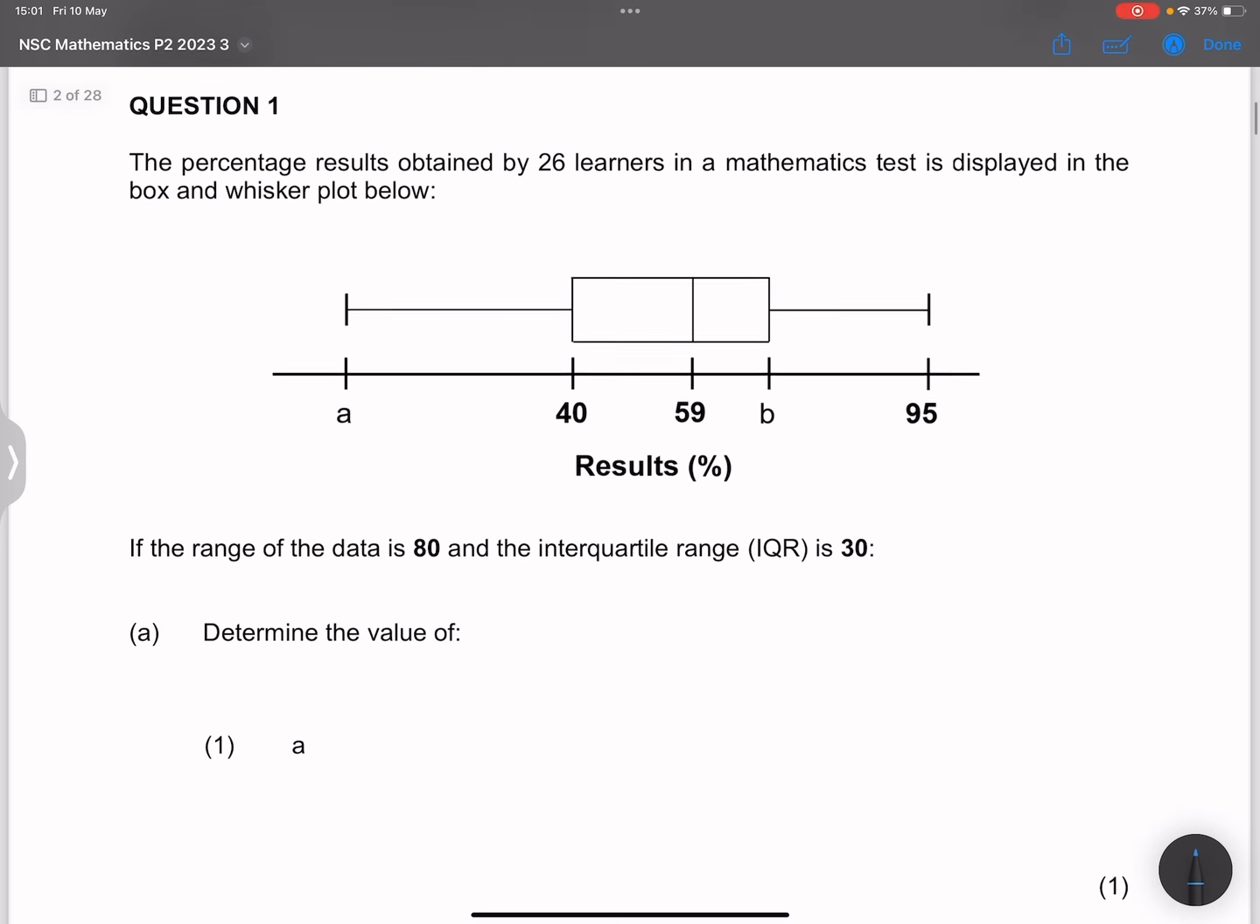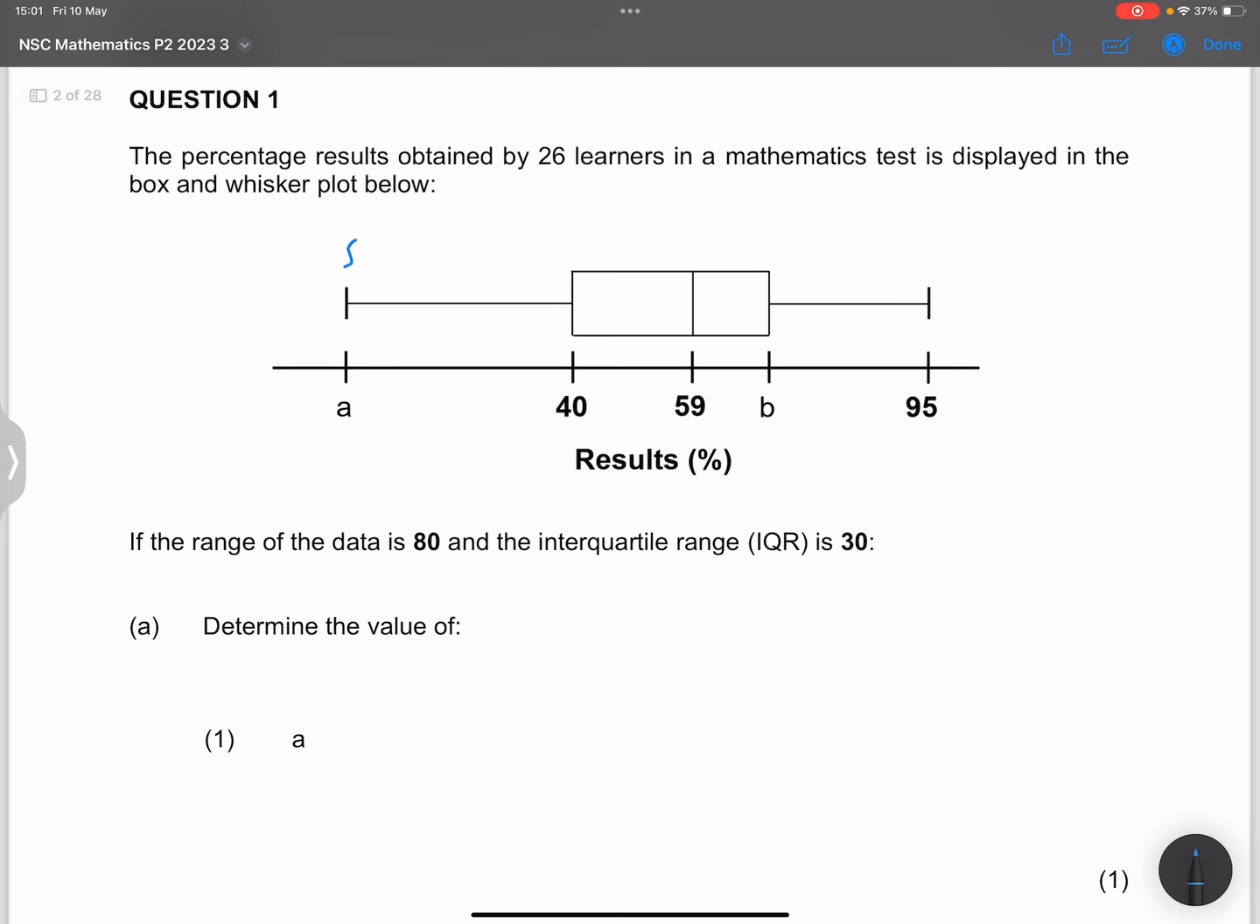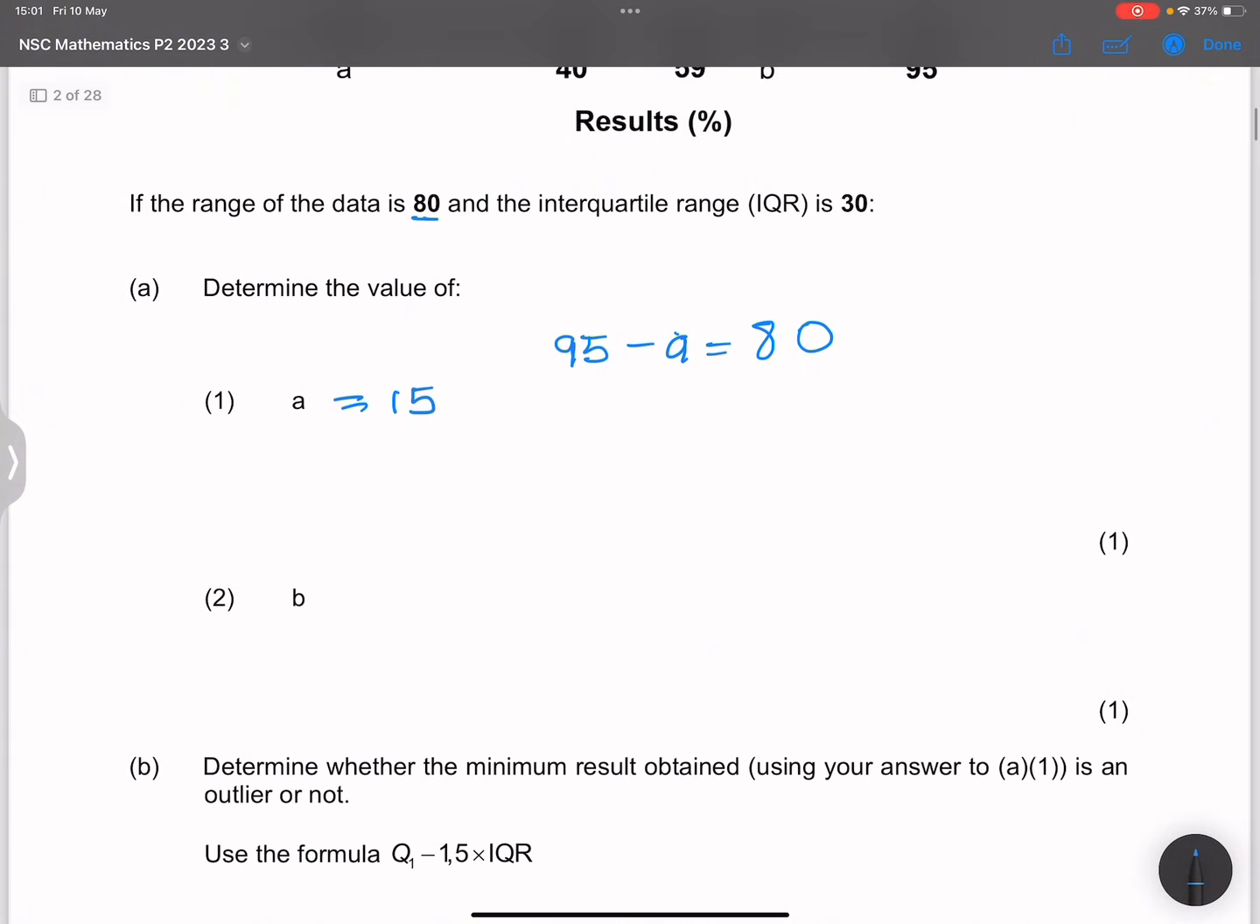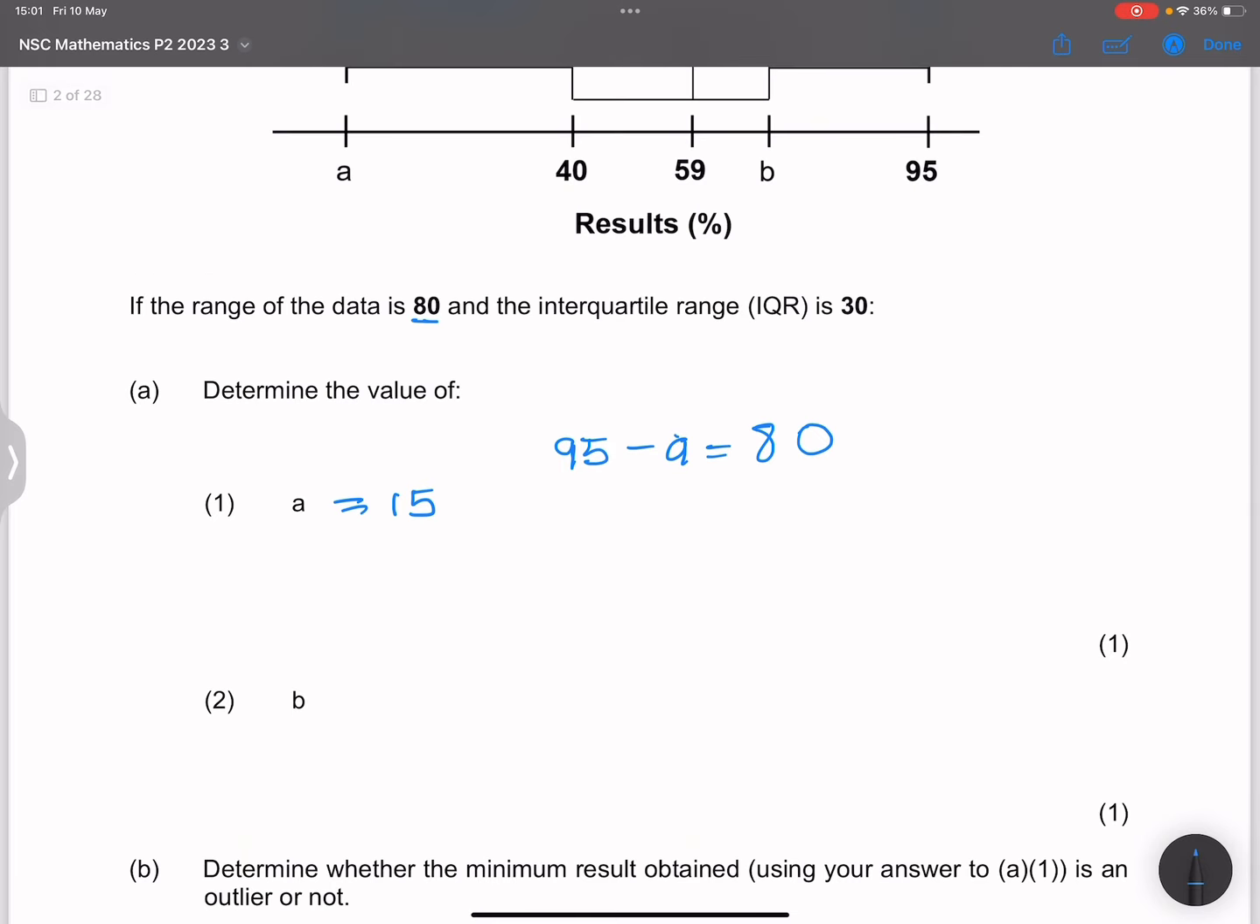Now remember that they've given us the range, and what is the range? It's going to be the maximum minus the minimum value. So 95 minus A would give us that range, which is 80. So we can write that down: 95 minus A would give us 80. And so that means that our A value would be 95 minus 80, and you can see how that will give us 15. So A is 15.